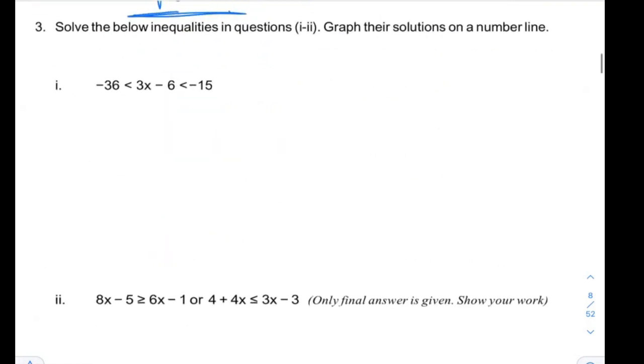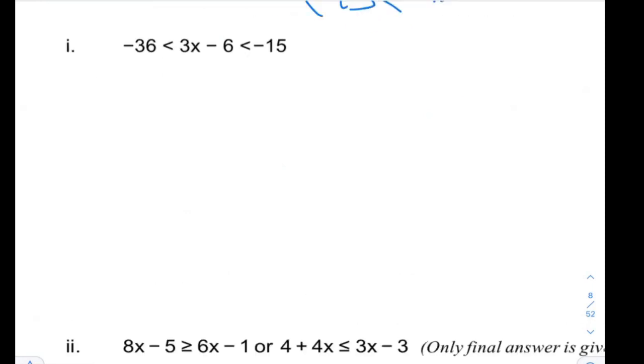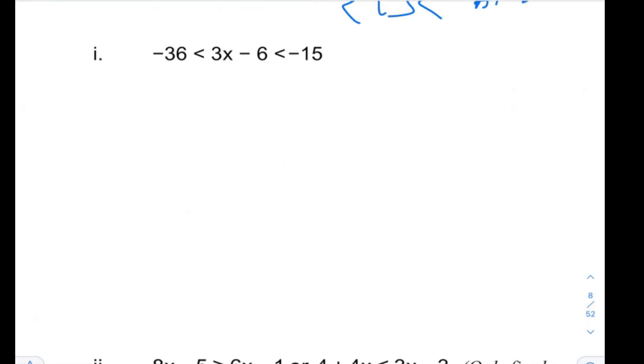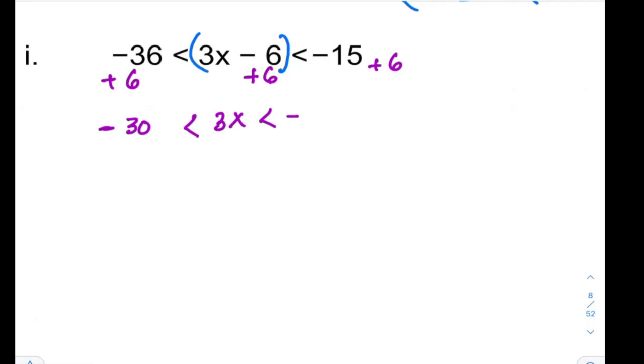Solve the below inequalities. Now, for these types of inequalities where a statement is between something and something, directly refer to an 'and'. And for this setting of inequalities, it's easier to isolate the x while it's inside here. We want the x alone. So what will you do? You just add 6 here and here and there. So it will be negative 30 less than 3x less than negative 9.